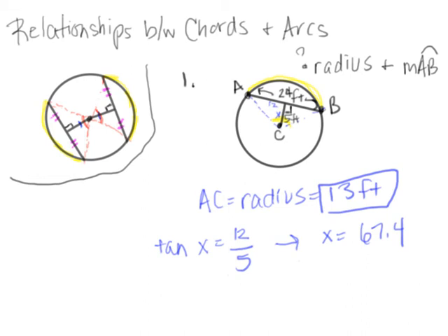And now I need to double that to find the whole angle. So 2x, when I double that, will give me 134.8. So that is the measure of the arc. Because this whole angle is 134.8, then the whole arc will also be 134.8. Okay, let's go ahead and move on to the other two examples and clear this off.